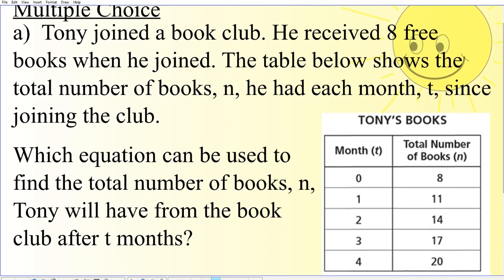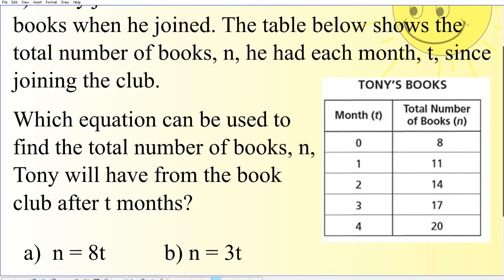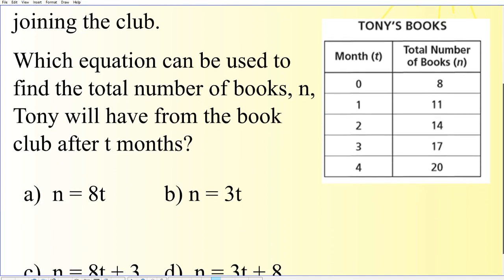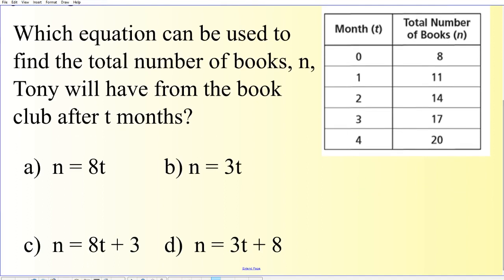Looks like we got this and one more question left. It says here, Tony joined a book club. He received 8 free books when he joined. The table below shows the total number of books, N, he had each month, T, since joining the club. Which equation can be used to find the total number of books, N, Tony will have from the book club after T months? Okay, seems a little confusing.